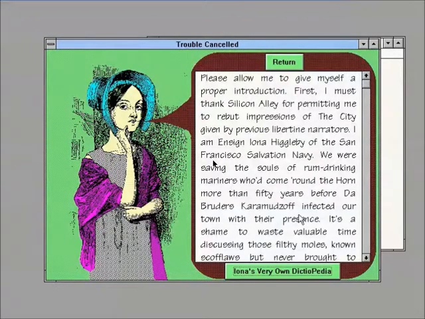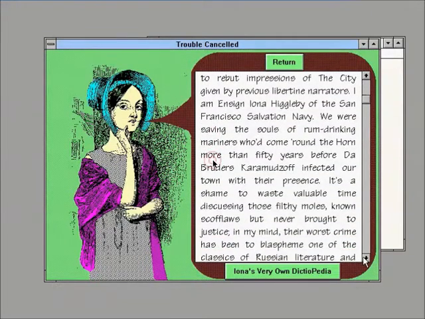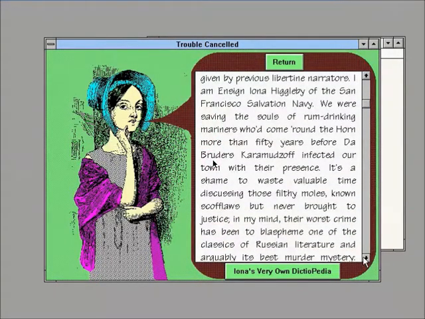Please allow me to give myself a proper introduction. First, I must thank Silicon Alley for permitting me to rebuild the impressions of the city, given my previous Liberty narratives. I'm Ensign Iona Higgleby of the San Francisco Salvation Navy.